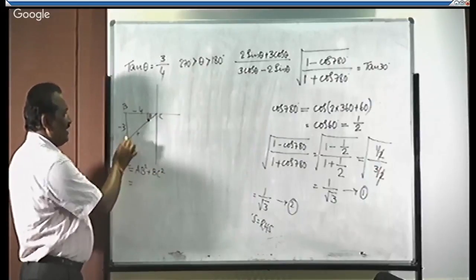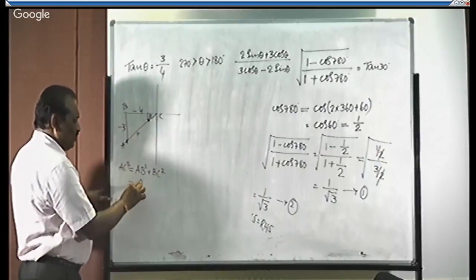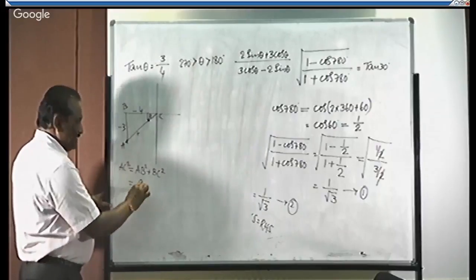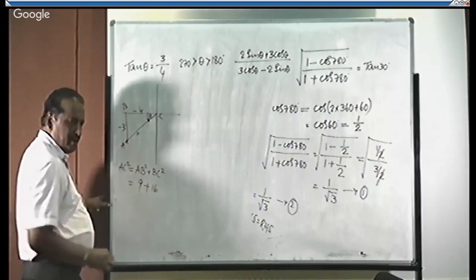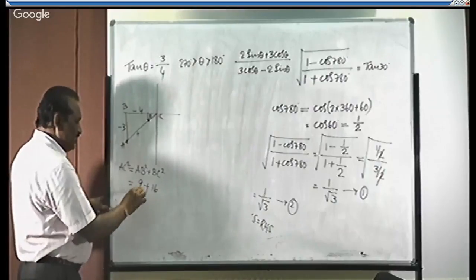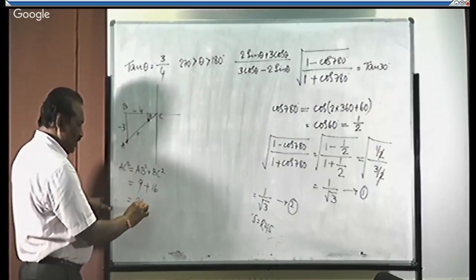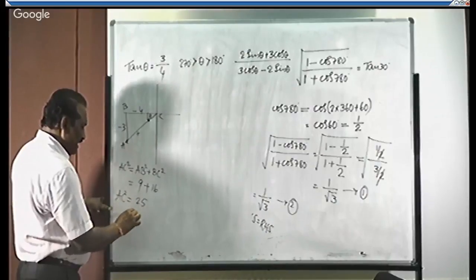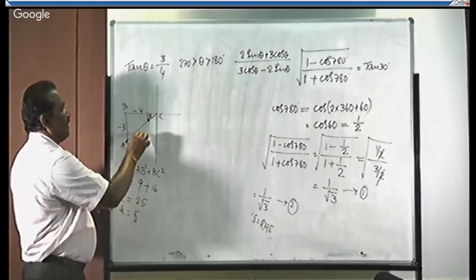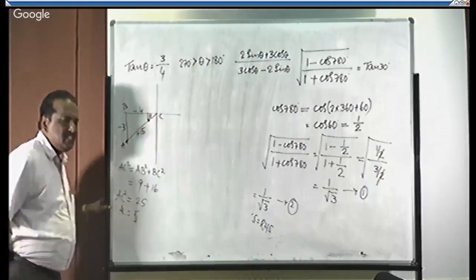AB, what is AB? Minus 3. Minus 3 whole square, it is 9. Plus BC, what is BC? It is minus 4. Minus 4 whole square, it is 16. 16 plus 9, it is 25. If AC square is equal to 25, then AC is equal to only 5. Therefore, the value of the hypotenuse is 5.